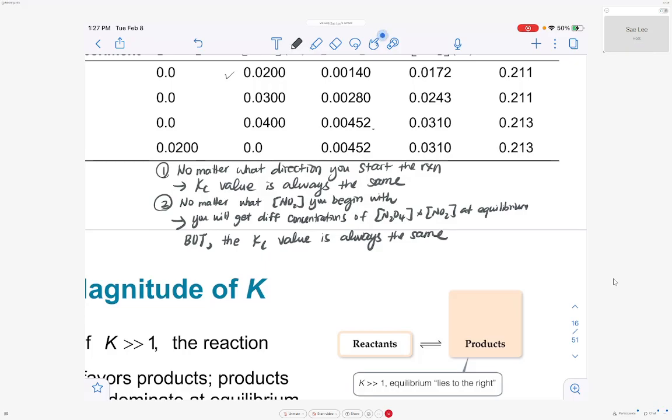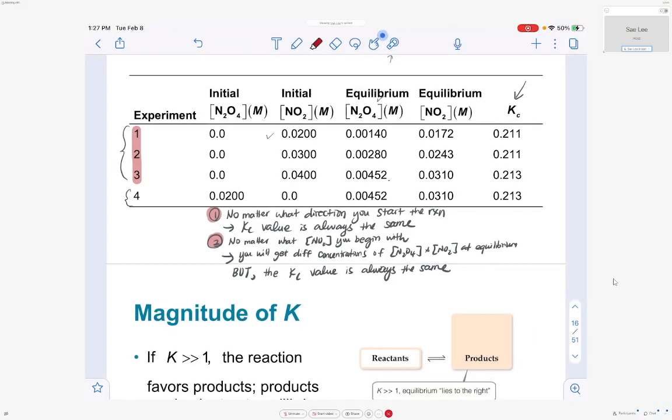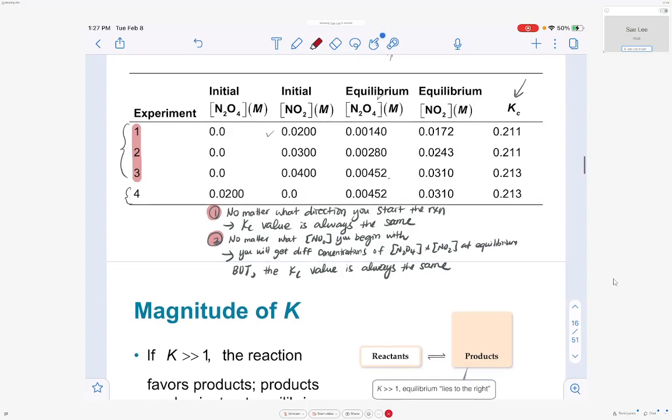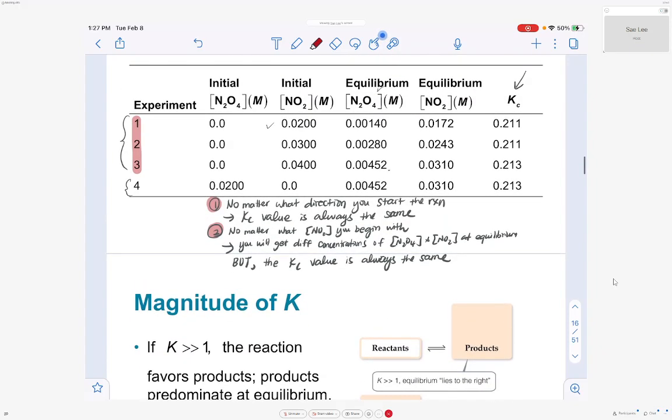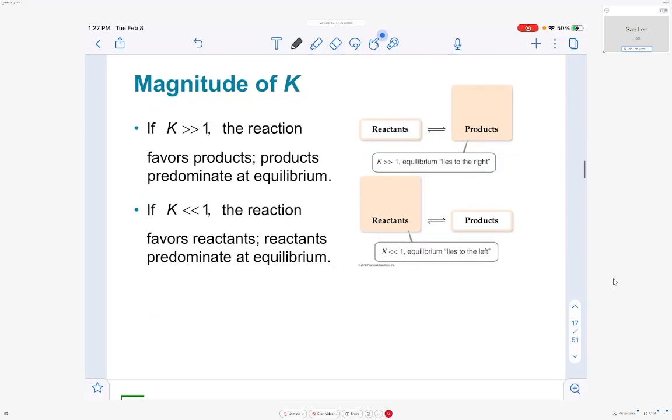Okay, so these two are the information that you can get from this table. It's all about the ratio. Okay. Let me know if I'm going too fast. Okay.